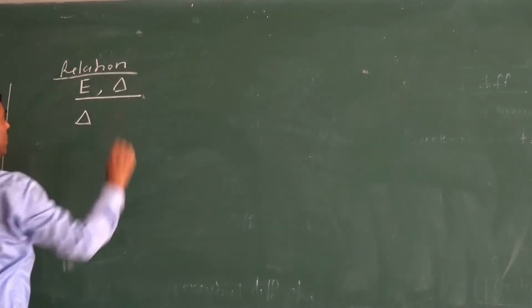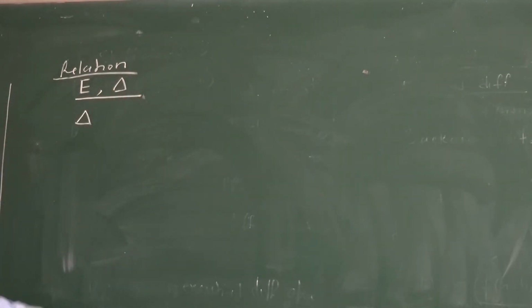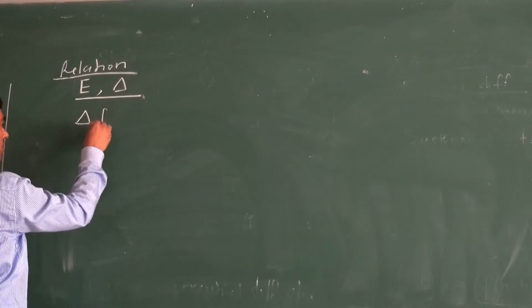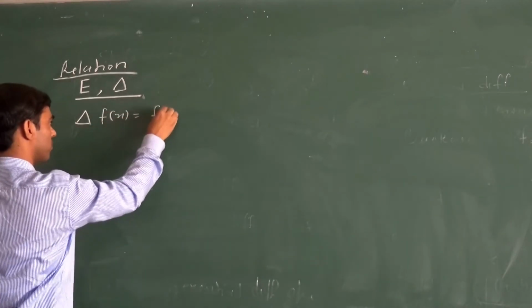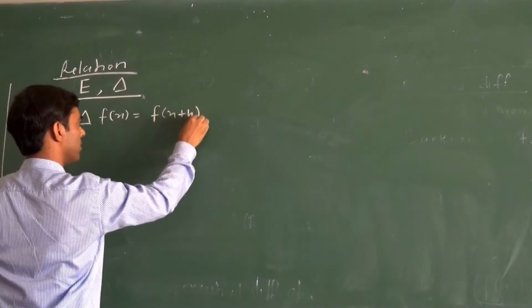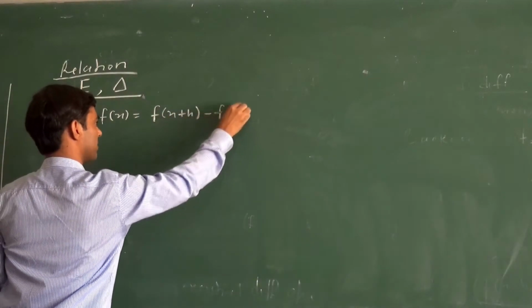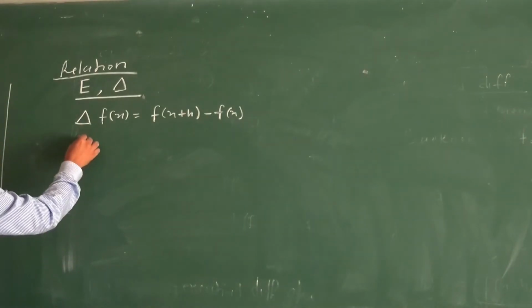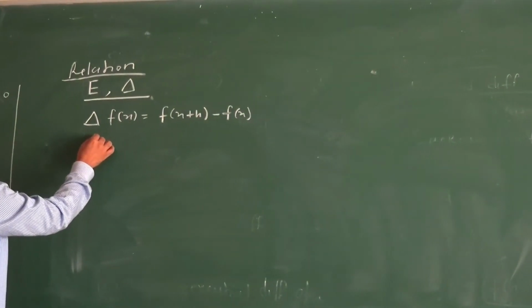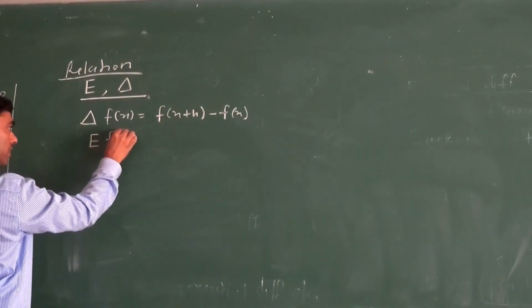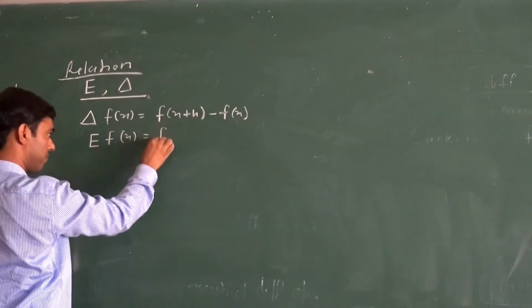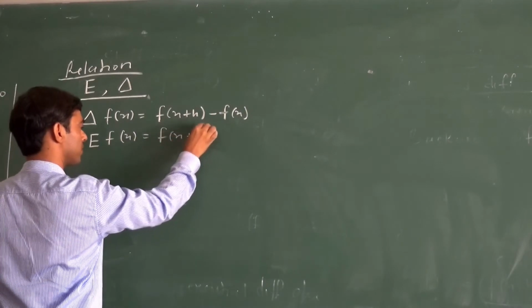Relation between E and forward difference operator. So we know that Δf(x) = f(x+h) − f(x). And what is the definition of the shift operator? E f(x) = f(x+h).